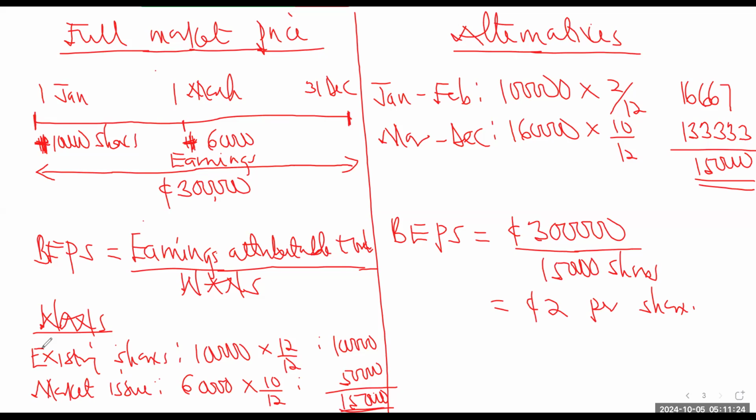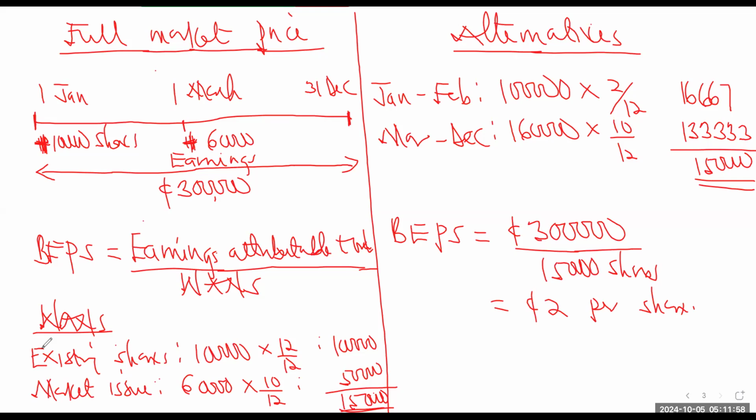But if you come to diluted, what we are saying is, do we have any instruments in issue now that will later be converted into shares, and what will be the impact of that on our current earnings per share? So that is what we do over there. So let's come to this one. The first one is a full market issue. Full market issue means that the entity is going to be issuing the shares at the current share price. So we are going to receive the money that we're supposed to receive.